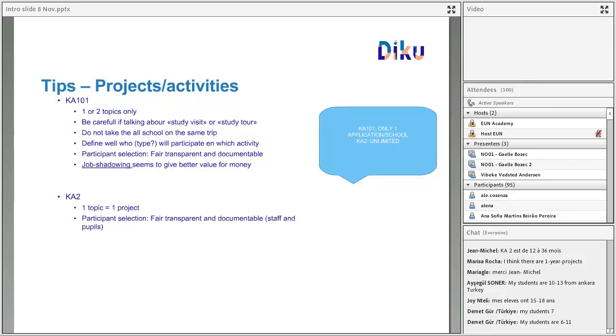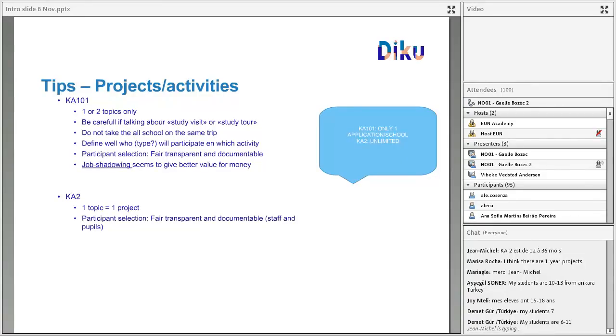When you are talking about who will travel, be clear. You don't have to name the persons, but you have to be clear on who will participate. So not Jean-Michel from Saint-Nazaire, but let's say that it will be 2 teachers of English that will ultimately travel to Malta to improve their English skills. That's a way to define.